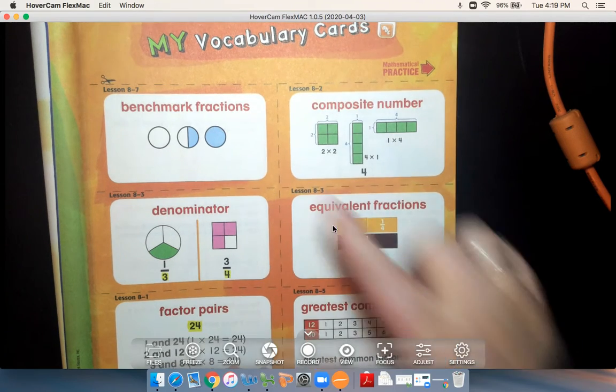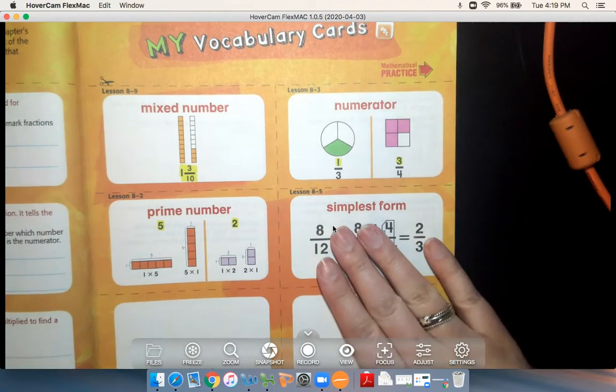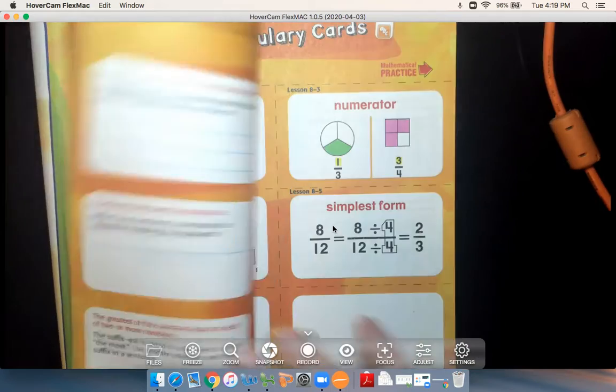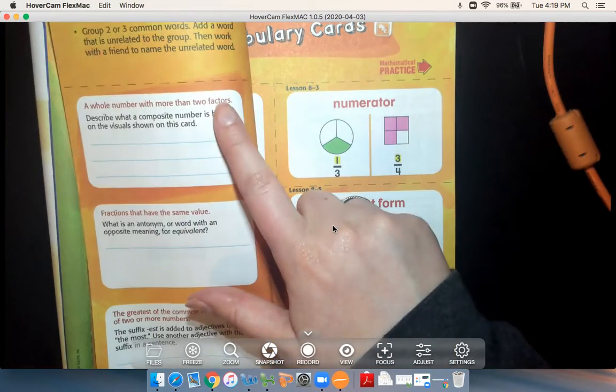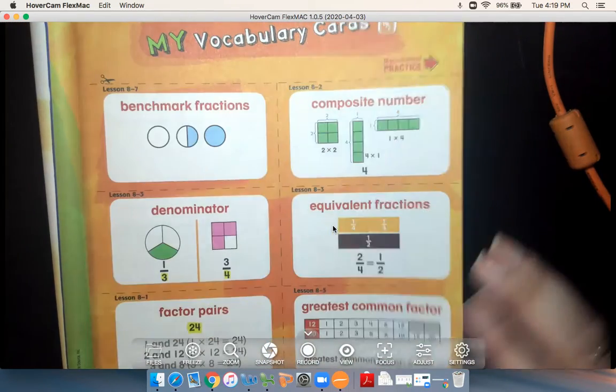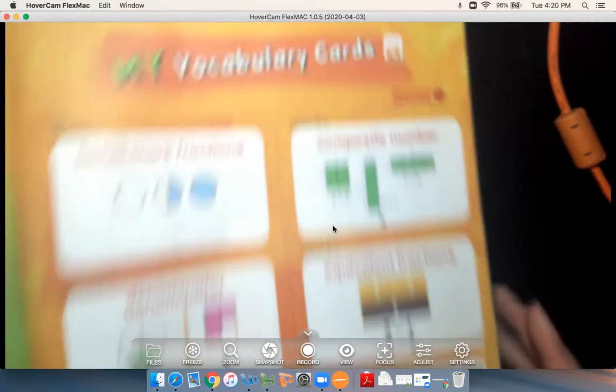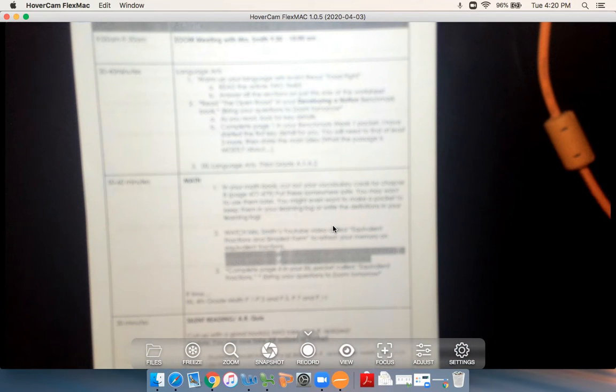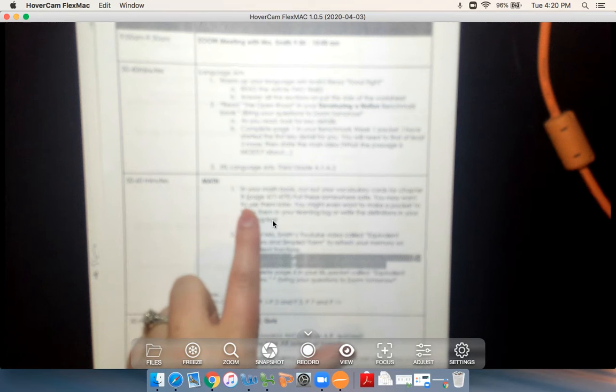I want you to cut all of these out, including this page also. You'll notice that on the back of each of them is a definition as well as a little activity. The activity is optional, but cutting out the flashcards is important. So you should have done that already. And then here you are to watch my video of equivalent fractions in simplest form.